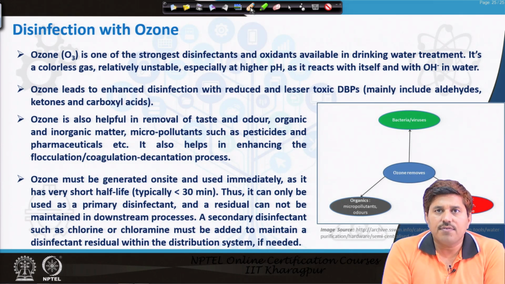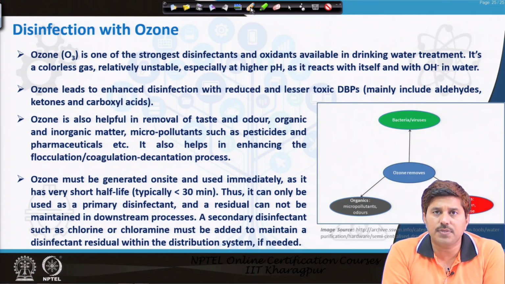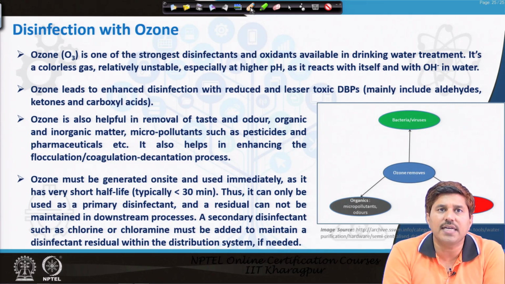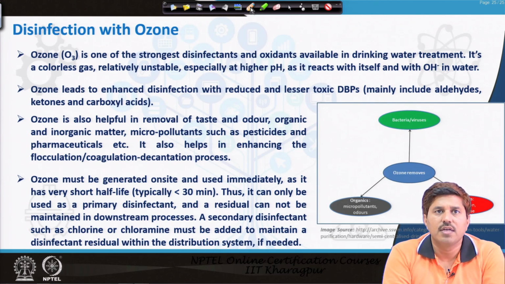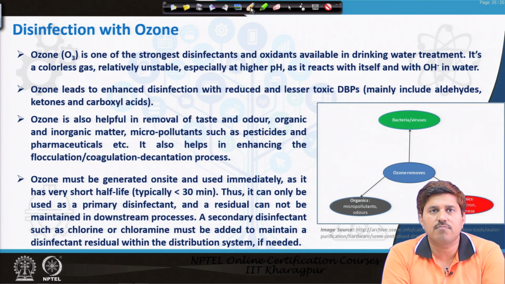It can react with itself and with OH ions in the water, which can produce hydroxyl radicals, which act as a very strong, in fact stronger, oxidant than ozone itself. So ozone leads to enhanced disinfection with lesser toxic DBPs. The DBPs mainly include aldehydes, ketones, carboxylic acids. So it does produce DBPs, but not haloacetic acids or trihalomethanes. It generally produces aldehyde, ketone and carboxylic acid kinds of DBPs, which are far less toxic than the DBPs produced by the application of chlorine.